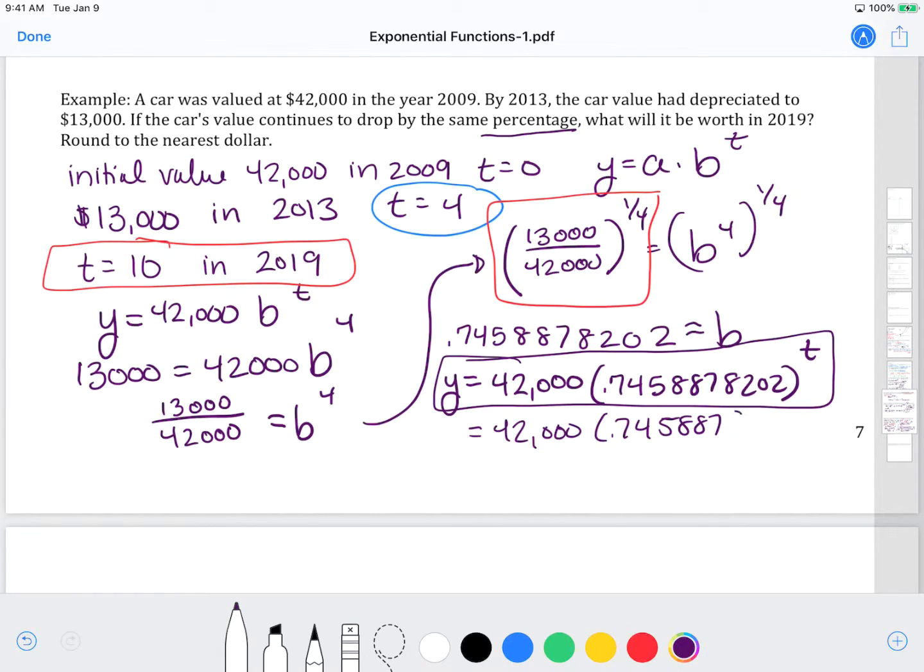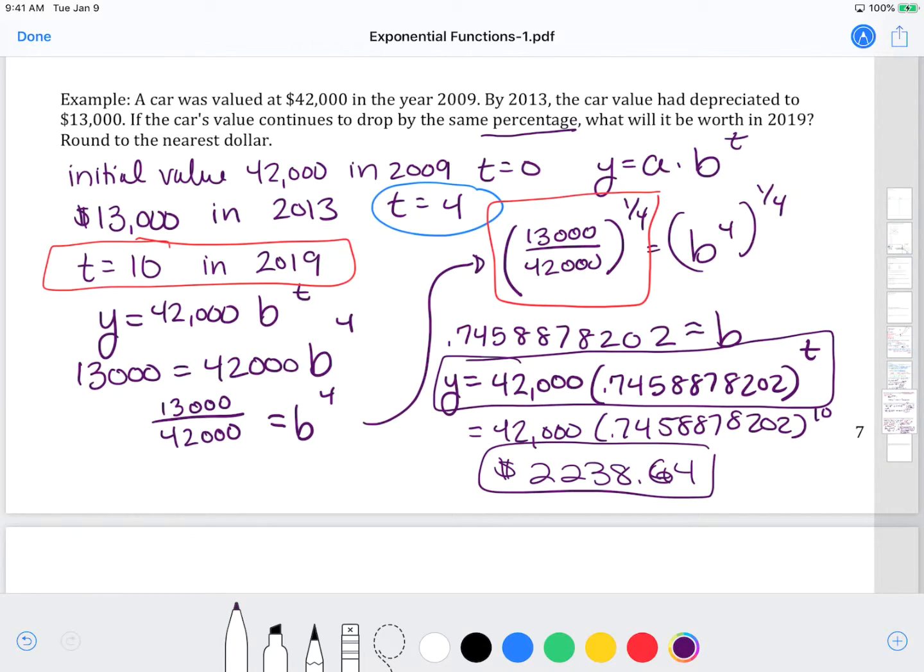I know it's kind of a pain in the butt, but it keeps your accuracy. I'm going to raise all that to the 10th. And when we do that, we are going to get $2,238.64.